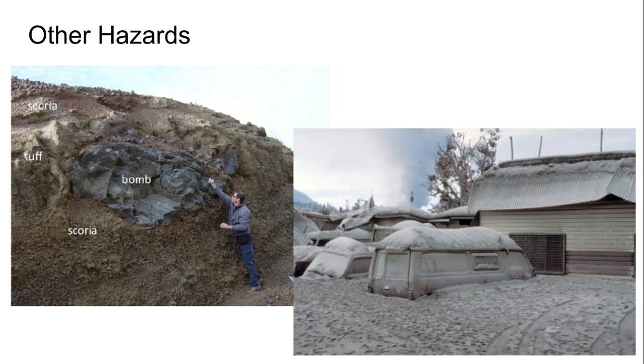Other hazards include bombs and ash. You can see how big these bombs can be, bigger than this or smaller than this. And of course, ash is a lot like snow, except you really don't want to breathe it.